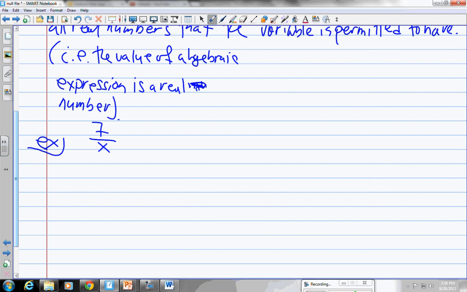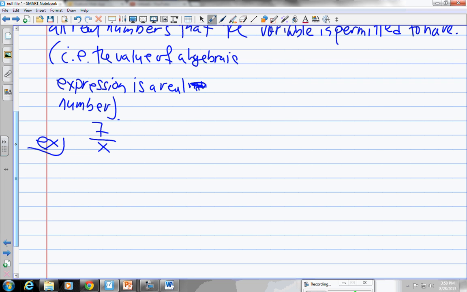So we have a variable in the denominator, so we have to be very careful. We don't want the denominator to turn into 0. So the question is, what values of x will give you 0 in the denominator? What x should be to get 0? There. 0, right? If x is 0, then you're in trouble. So the domain of this expression will be all real numbers but 0. Okay?